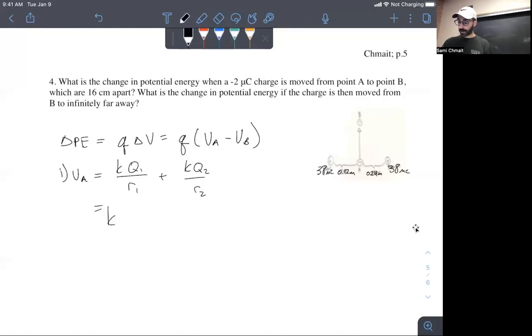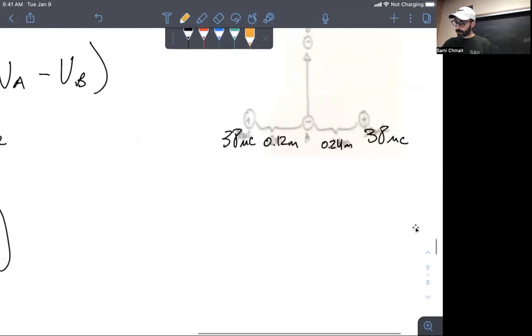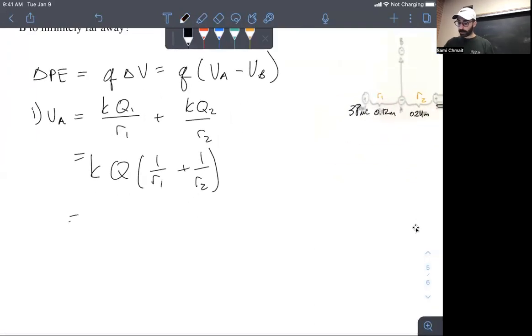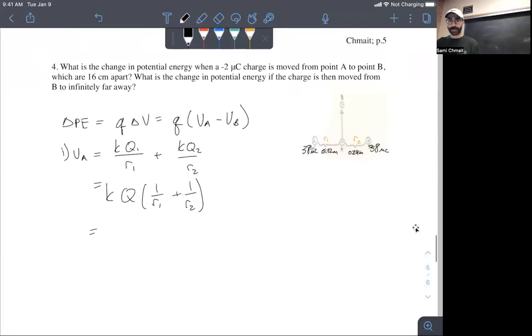At this point, you can factor out the K and the Q, leaving behind 1 over R1 plus 1 over R2. We'll say this is R1 and this is R2. We can now just plug in everything. The K is a constant, the charge is given, and our distances are also given. So VA comes out to 4.28 times 10 to the 6 volts.